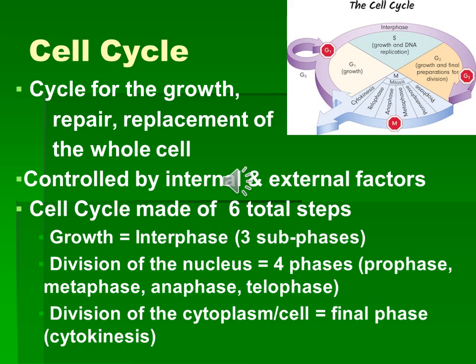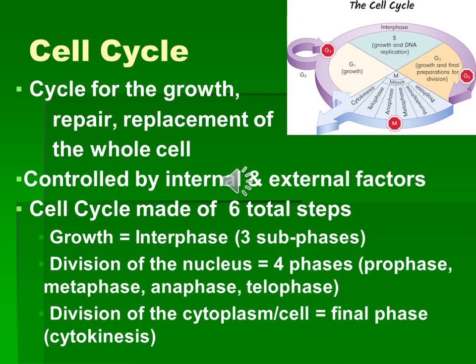Then we have the division of the nucleus, which is mitosis itself. Division of the nucleus is prophase, metaphase, anaphase, and telophase. I'll tell you a little bit more about that on the next slide. And then when we finish dividing the cytoplasm and dividing the cell, our final phase is cytokinesis. So the whole thing is the cell cycle.